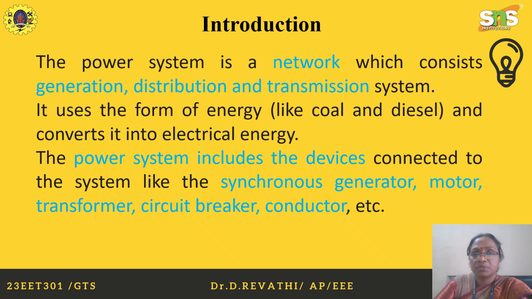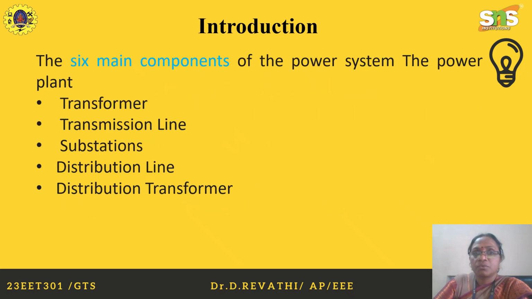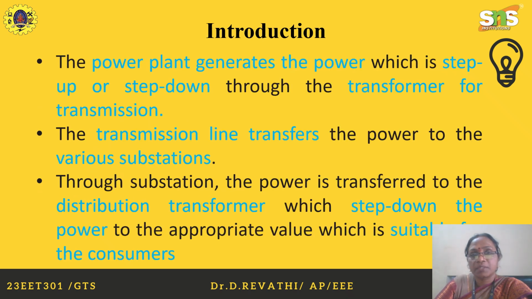The power system includes the devices to connect the network: we need a synchronous generator, motor, transformer, circuit breakers, conductor, etc. Normally the power system consists of components such as the power plant, transformer, transmission line, substations, distribution line, and distribution transformer. The power plant generates the power, which is stepped up or stepped down through the transformer for the transmission line. I already mentioned that in the power system diagram.